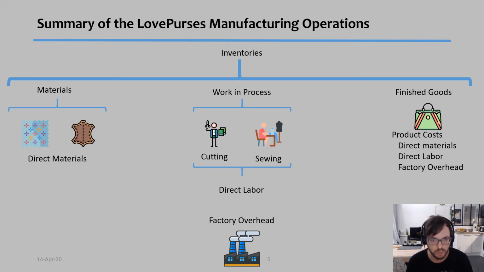Now, before we move on, also a quick review. Don't forget, direct material and direct labor cost, we call them prime costs when they are added together, and direct labor and factory overhead costs, when we add them together, we call them conversion costs.